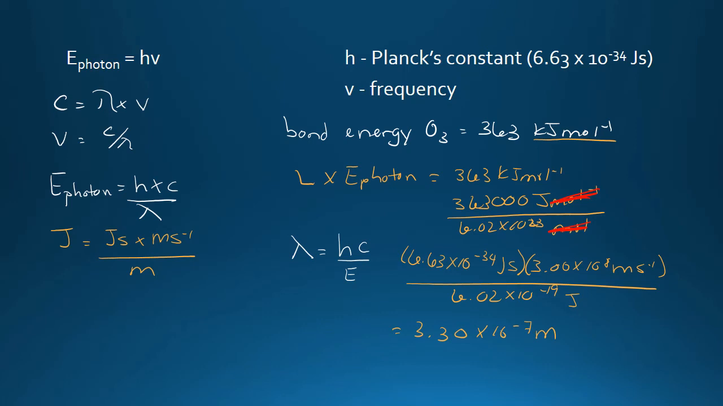That is not a fun number, right? So light is usually measured in nanometers when we're within the infrared, visible, UV spectrum, and so on. And nanometers is 10 to the negative 9th, as a reminder. So this is 330 nanometers. So this is the wavelength of UV light that can be used to break ozone. And so that's the one we have to keep an eye on.